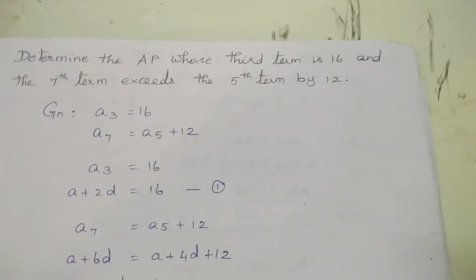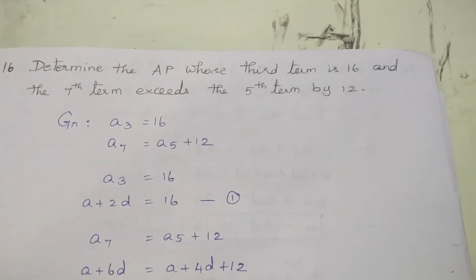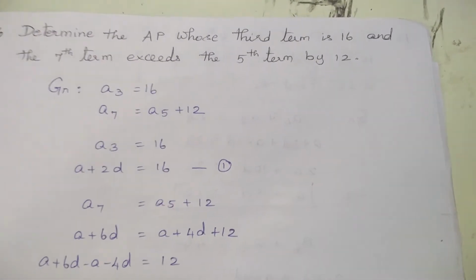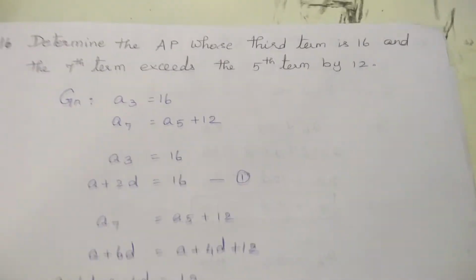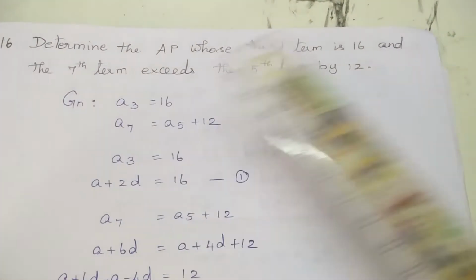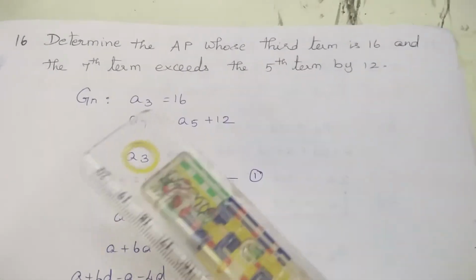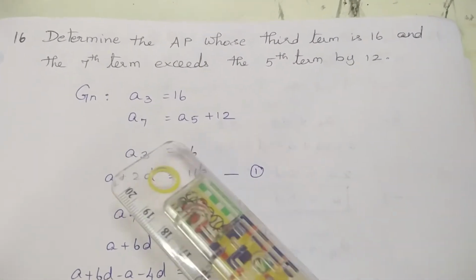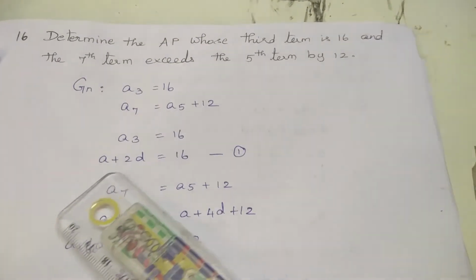Determine the AP whose third term is 16 and seventh term exceeds the fifth term by 12. Given: third term means A3 equal to 16, and the seventh term exceeds the fifth term, so exceeds means plus: A7 equals A5 plus 12. So A3 equal to 16, A plus 2D equal to 16. You wrote A7 as A plus 6D, and A5 as A plus 4D.